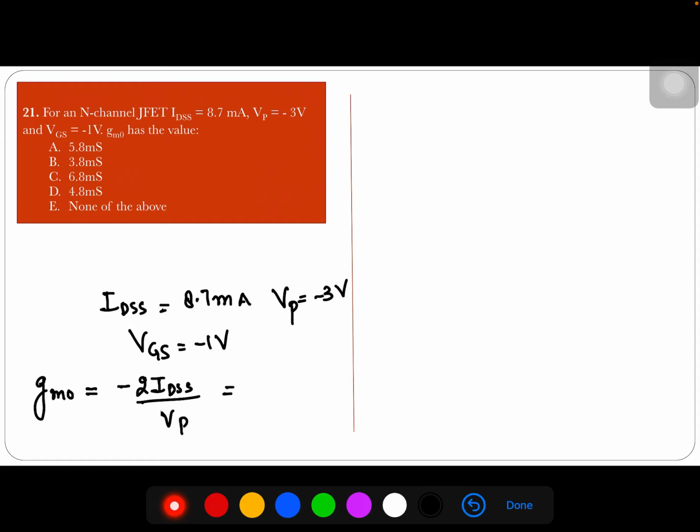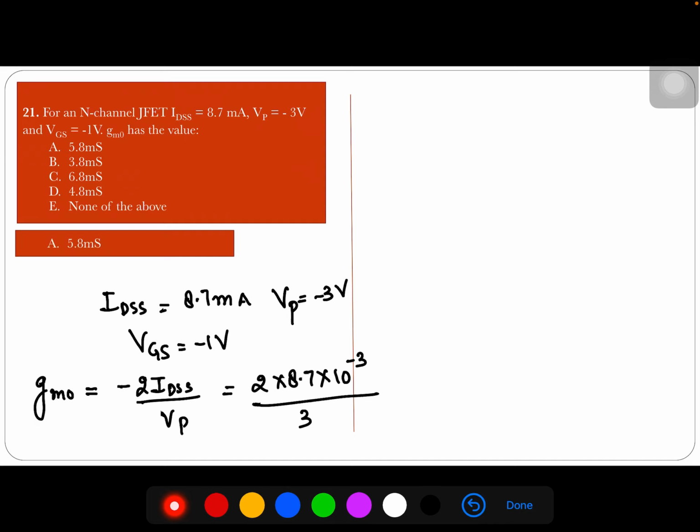The minus in this formula and the minus of VP will cancel out. So it is 2 into 8.7 into 10 raised to the power minus 3 upon 3, because minus 3 and the minus will get cancelled out. By putting these values into your calculators, you will get the answer as 5.8 millisiemens. Siemens is just the unit of transconductance. So 5.8 millisiemens is the answer. Verify it.